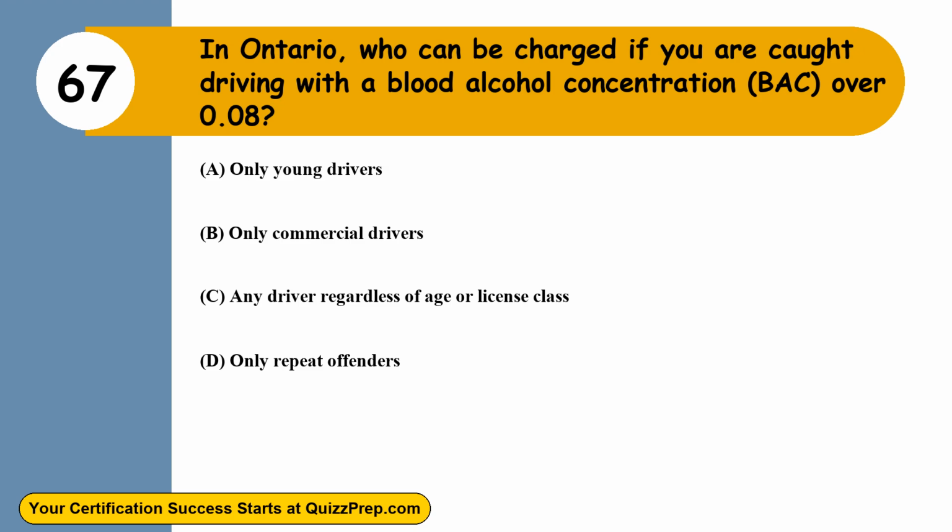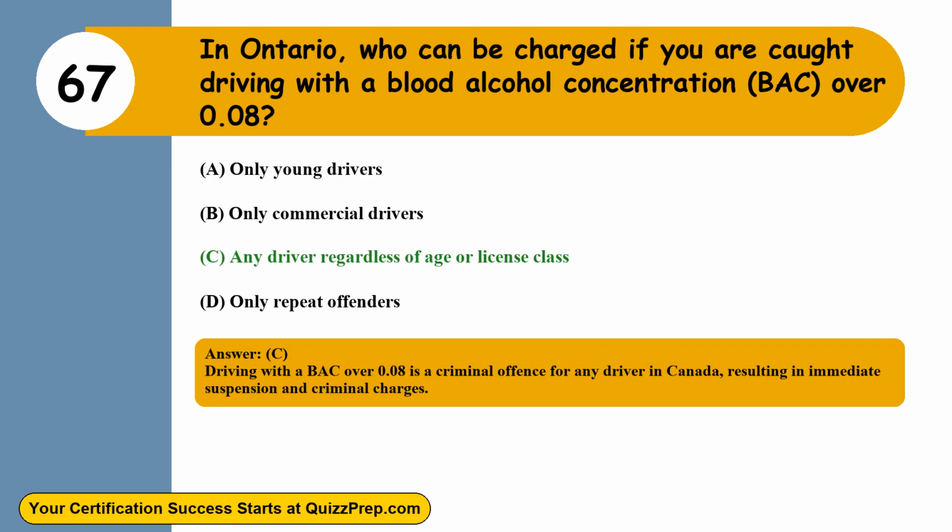Question 67. In Ontario, who can be charged if you are caught driving with a blood alcohol concentration, BAC, over 0.08? Option A, only young drivers. Option B, only commercial drivers. Option C, any driver regardless of age or license class. Option D, only repeat offenders. The correct answer is option C, any driver regardless of age or license class. Driving with a BAC over 0.08 is a criminal offense for any driver in Canada, resulting in immediate suspension and criminal charges.